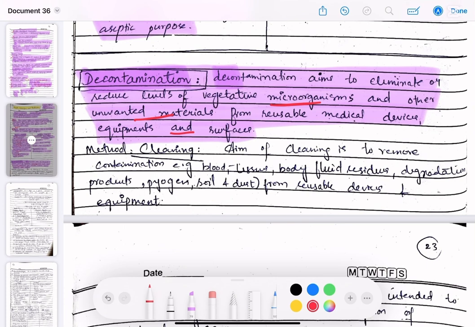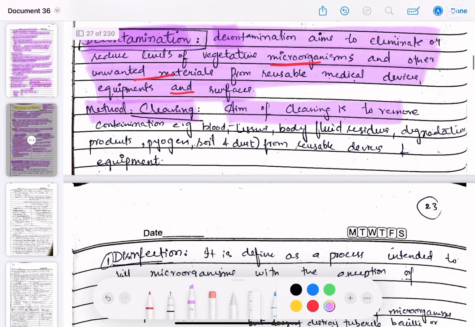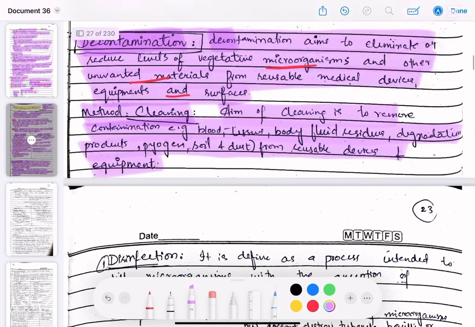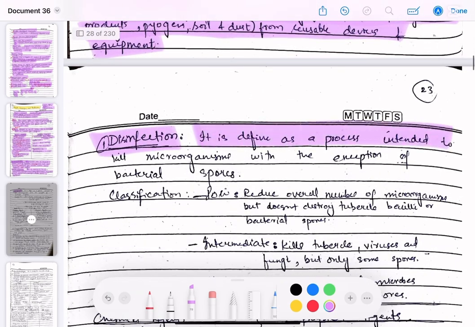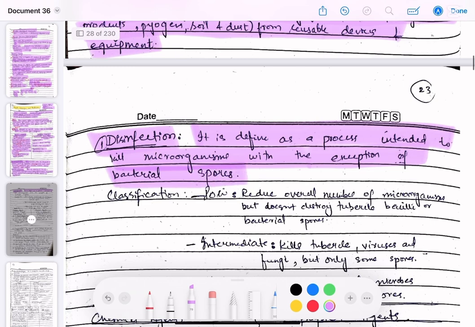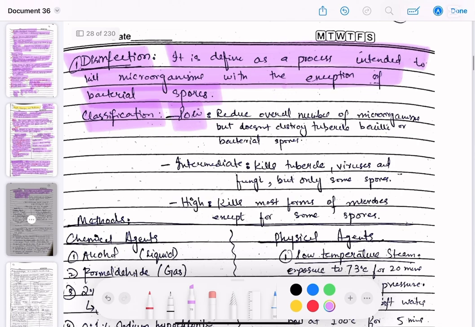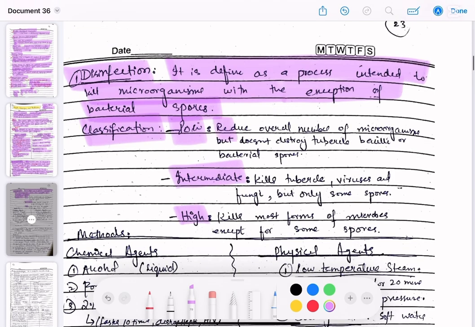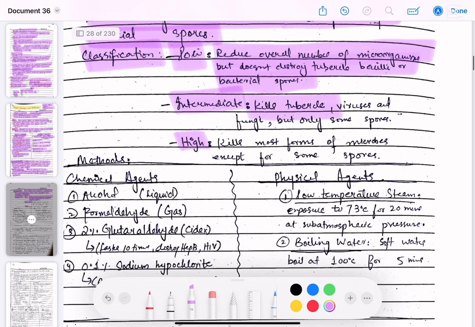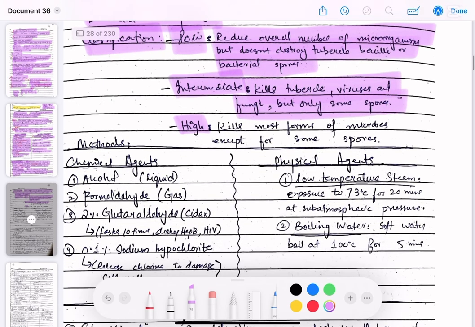The methods are cleaning, where the aim is to remove contamination, for example blood, tissues, body fluids, degradation products, pyrogens, salts and dust from reusable devices and equipment. Then disinfection, defined as a process intended to kill microorganisms with the exception of bacterial spores, and the classification is low, intermediate and high. Low reduces the overall number of microorganisms but does not destroy tubercle bacilli or bacterial spores. Intermediate kills tubercle bacilli, viruses and fungi but only some spores. High kills most forms of microbes except for some spores. So this is the classification.